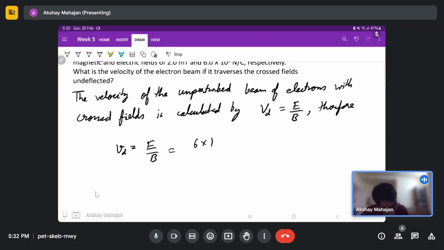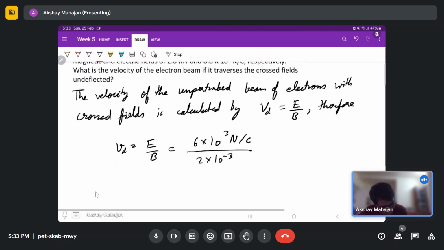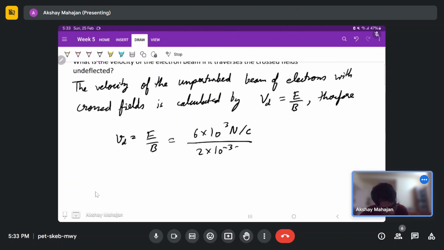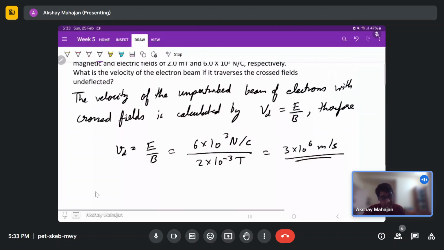6 into 10 to the power 3 Newton per Coulomb. These are in SI units, so your answer is also going to be in SI units. The field was in millitesla, so 10 to the power minus 3 Tesla in SI units. So it will be 3 into 10 to the power 6 meter per second. Here you see why I have written this as Vd. Vd is basically the drift velocity of the electron.